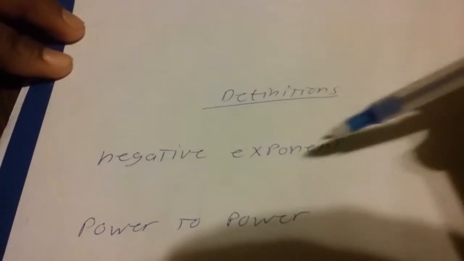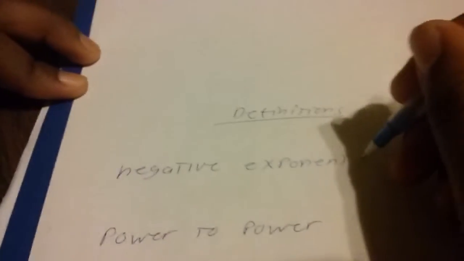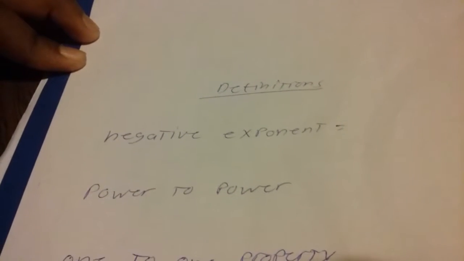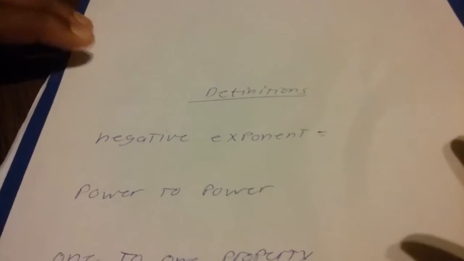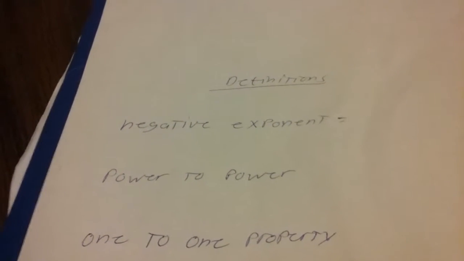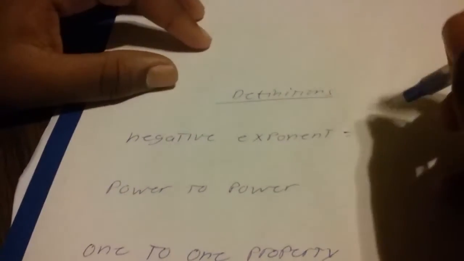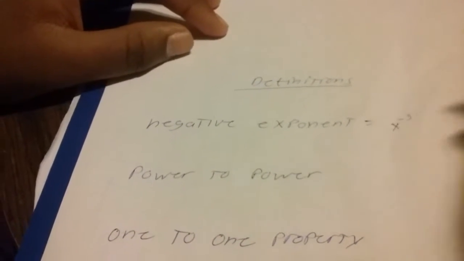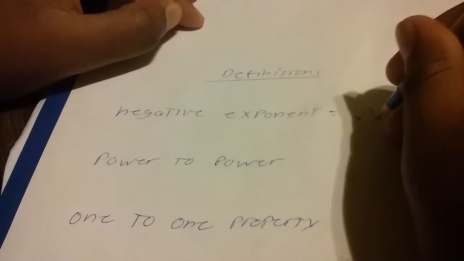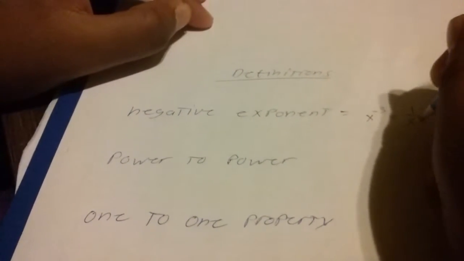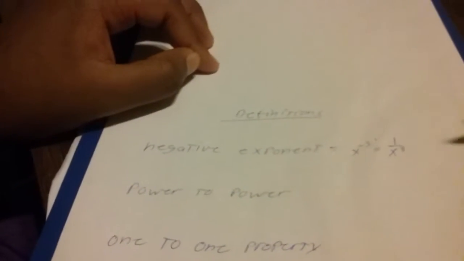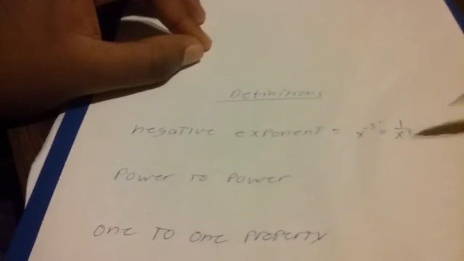The first one is the negative exponent rule. The negative exponent rule states that when having a negative exponent, you must always put the number with the power underneath a fraction symbol to the positive exponent. For example, x to the negative third will have to be 1 over x to the third power, because negative 3 is an exponent and must go below the fraction to become positive.